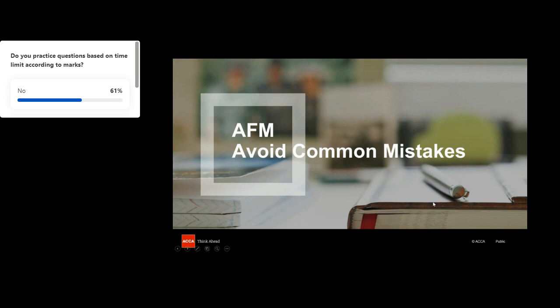Maybe you take your pen and paper and note it down. The most common mistakes, and ensure that you don't repeat these mistakes. What are those common mistakes?